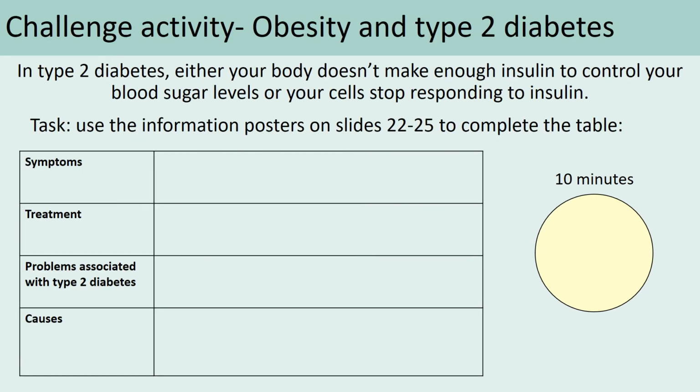So what I'd like you to do is copy this table. You don't have to put it as a table, you can just write the title of the first column and then leave a space. But we're going to go through some information slides, and you're going to take from that some symptoms, some treatments of type 2 diabetes. There's no cure, but it's treated. Problems associated with type 2 diabetes and the causes of type 2 diabetes. So we're going to go through the information and those are the 4 things that you need to make notes on.